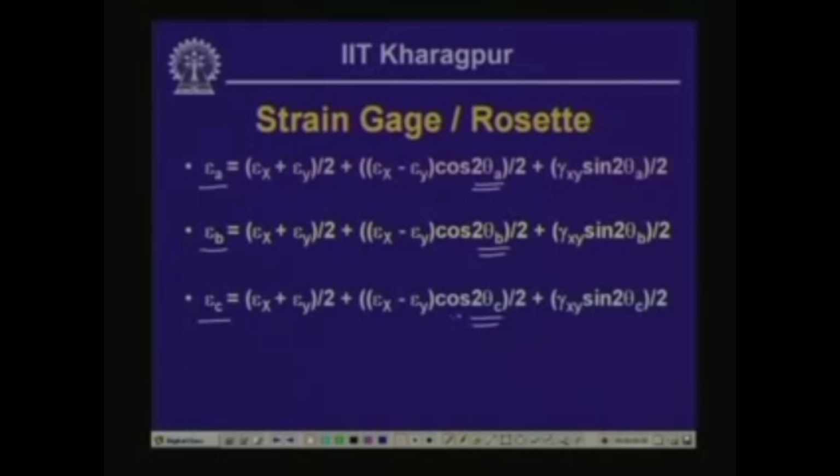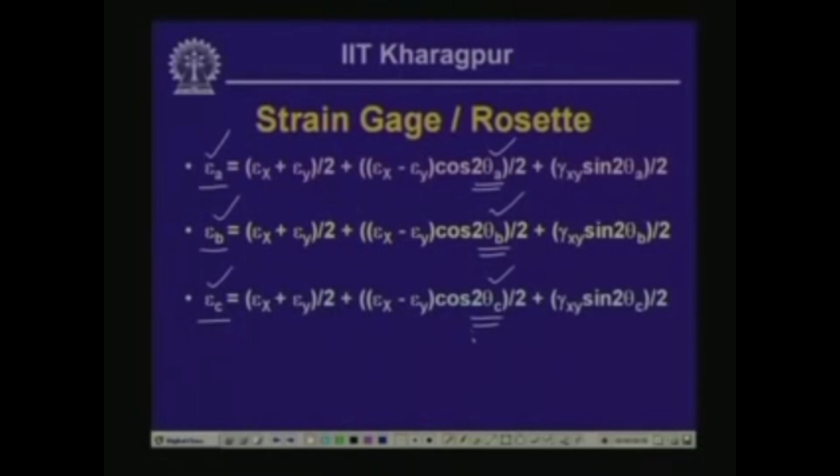Now, in these three equations, we know epsilon A, epsilon B, epsilon C, and also theta A, theta B, theta C, as these are predetermined orientations along which the gauges will be placed. Since we are measuring strain along A, B and C, epsilon A, epsilon B, epsilon C are known. So, in these three equations, six quantities are known. The only unknown quantities are epsilon x, epsilon y and gamma xy, which we can evaluate from these three equations.